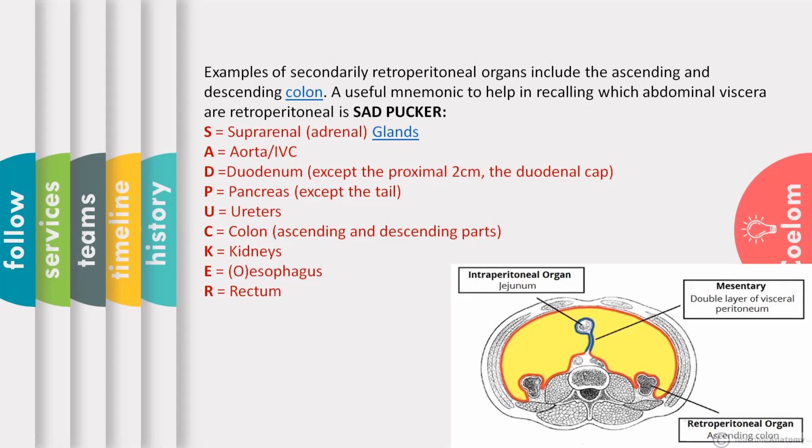That is, these organs are covered only by which type of peritoneum? Only parietal peritoneum. Are they covered on both sides? No, they are covered only on one side. Are they considered a part of coelom? No, they are considered outside the coelom. And retroperitoneal organs are of two types, primary and secondary.